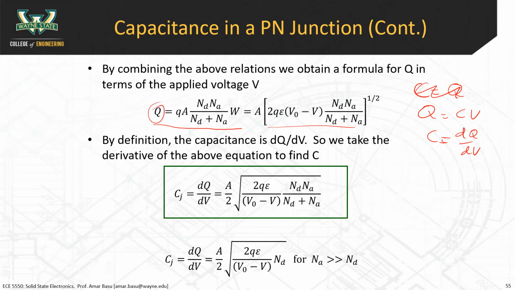This is your charge Q, and notice that this is now a function of V. All the rest of these things in the equation are just constants. So this is our Q of V here. Now what we have to do is take the derivative with respect to V, and that's what we do here. So the capacitance is equal to dQ/dV. If you take the derivative of this equation, which we're not going to do here in the interest of time, you would get this equation here.